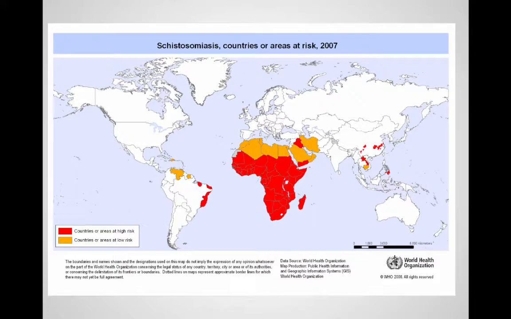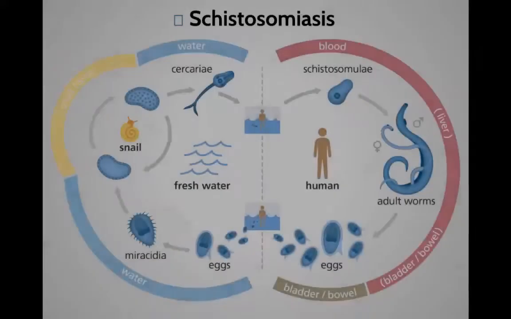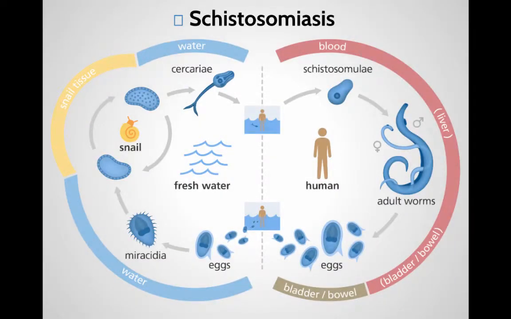Schistosomiasis is primarily tropical, with the majority of the infections being found in Africa, parts of Asia, and parts of South America. The schistosomiasis parasite goes through part of its life cycle living in snails and water, and then goes through several parts of the human body as it fulfills its life cycle.